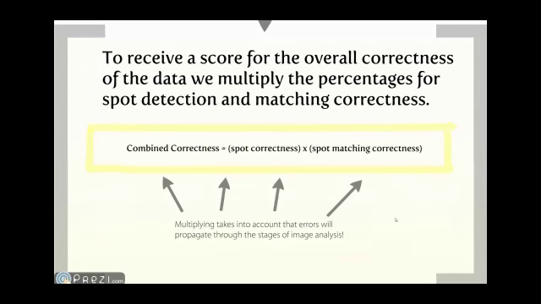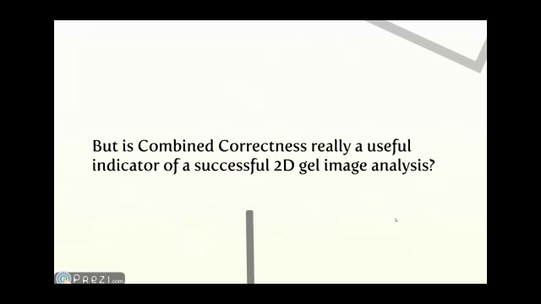So now we have a suggested metric for assessing the correctness of spot detection and matching. We're summarizing this in one parameter called combined correctness. But the key question then becomes, is this a useful indicator of a successful 2D gel image analysis? Meaning, does this correlate to a correct and complete result? Will it increase the number of true positives? Will it decrease the ratio of false positives?